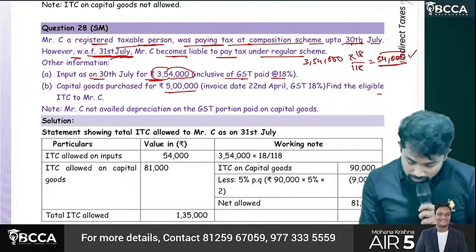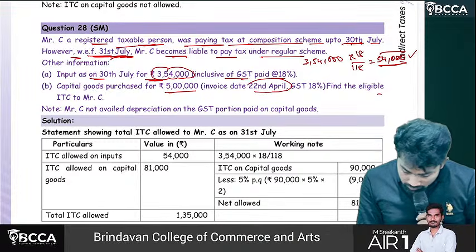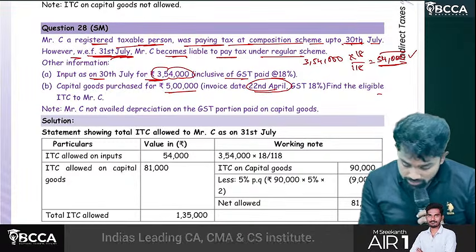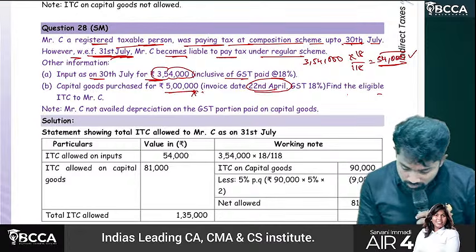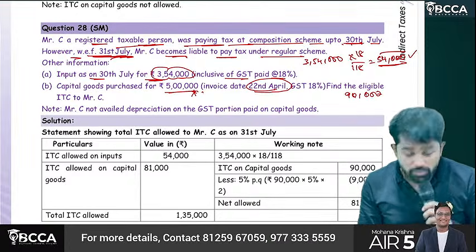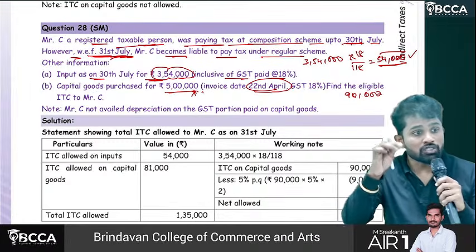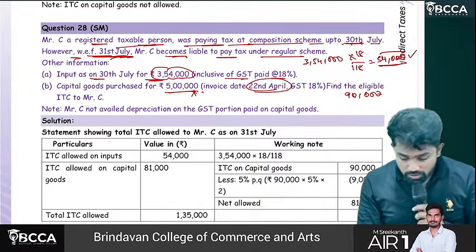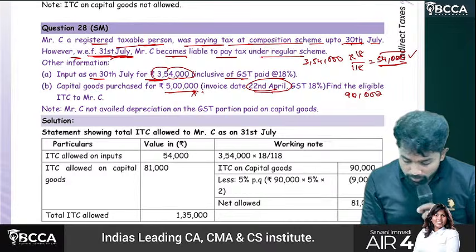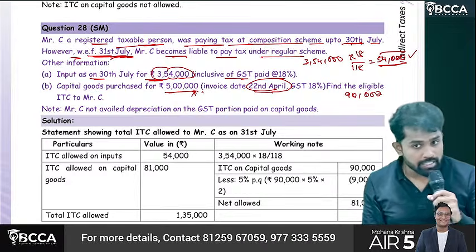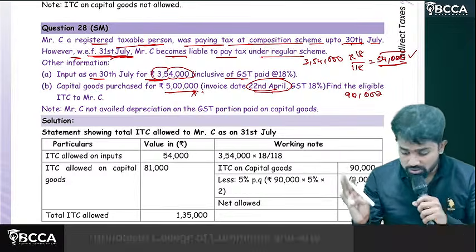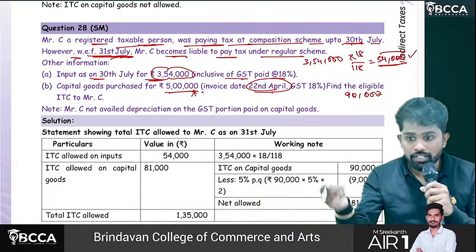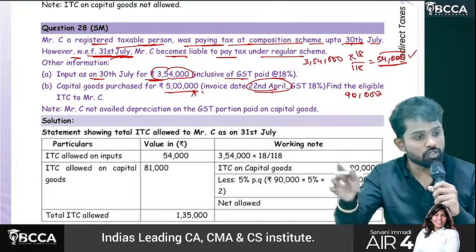5 lakhs. But purchased when? 22nd April. Sir, 5 lakhs into 18% is now how much? 90,000. But we need to subtract the number of quarters already used into 5%. How many quarters used, sir? April, May, June, because 22nd April, the April to June quarter is used. And it was converted in July, that means July also has been used, part quarter also counts as a full quarter.